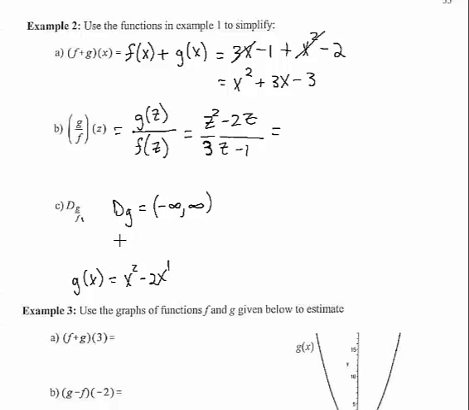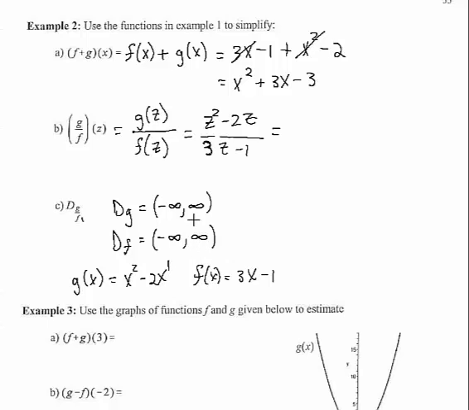Well, what is the domain of f? Well, f of x is 3x minus 1. It's a linear function. If you recall from section 1.3, linear functions of this form have a domain of negative infinity to positive infinity.